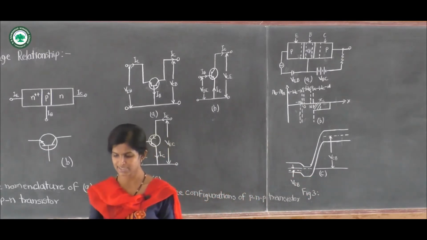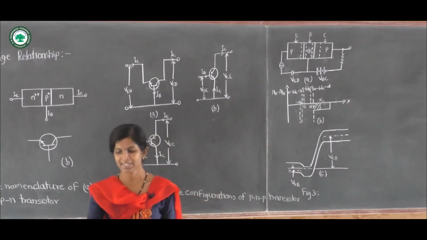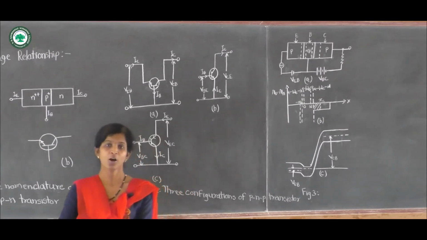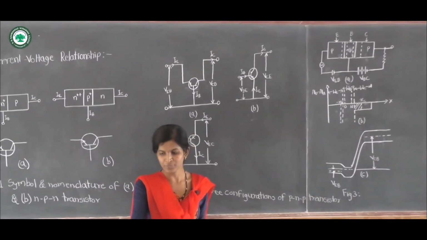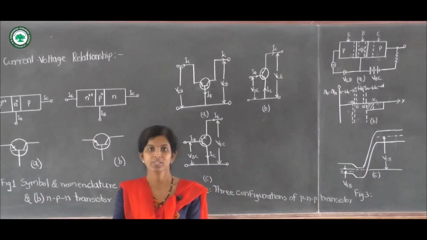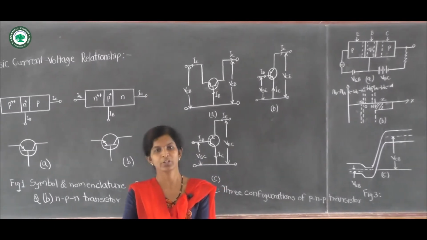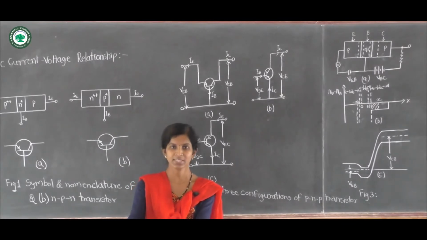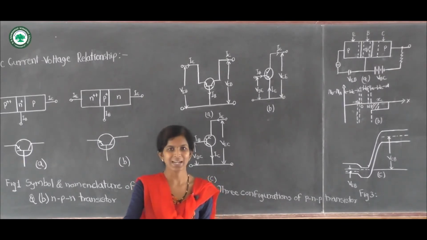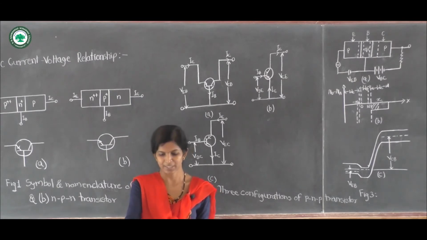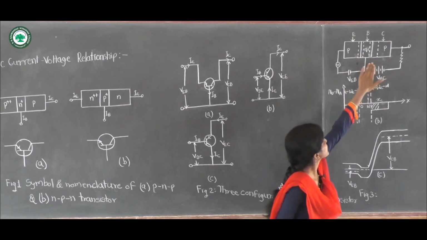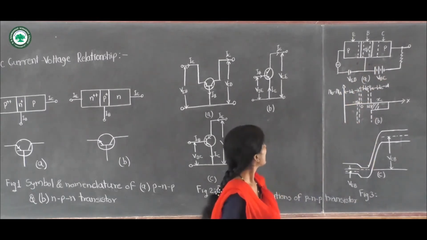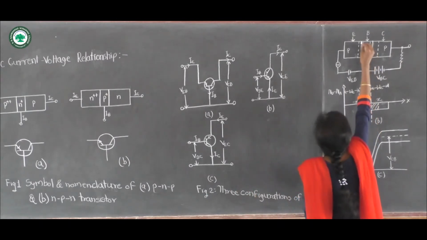In this figure 3, figure A shows the schematic of the PNP transistor connected as an amplifier with common base configuration. Figure 3B shows the doping profile for the transistor with regions of uniform impurity density, and figure 3C shows the corresponding band diagram under normal operating condition. The normal operating condition is that in which the emitter base junction is forward biased and the base collector junction is reverse biased.